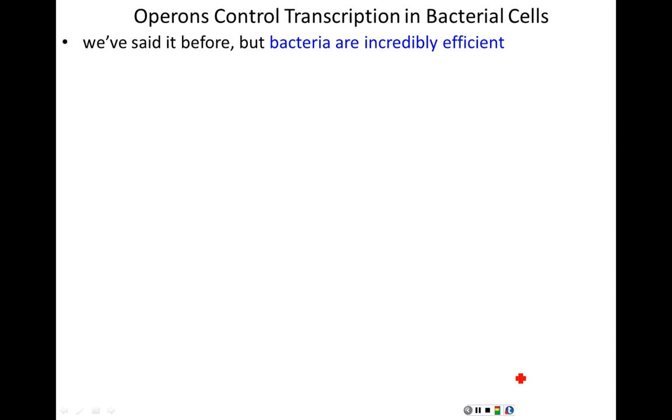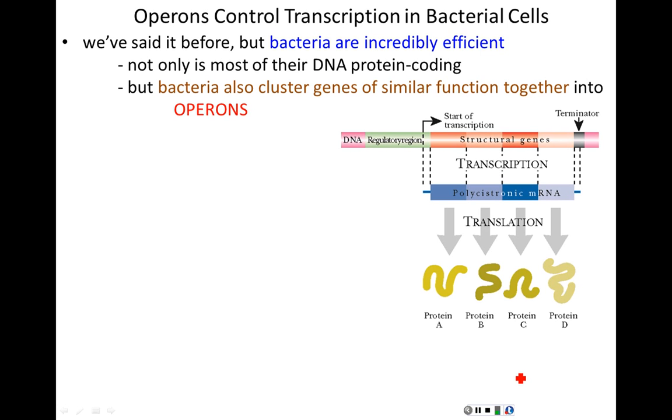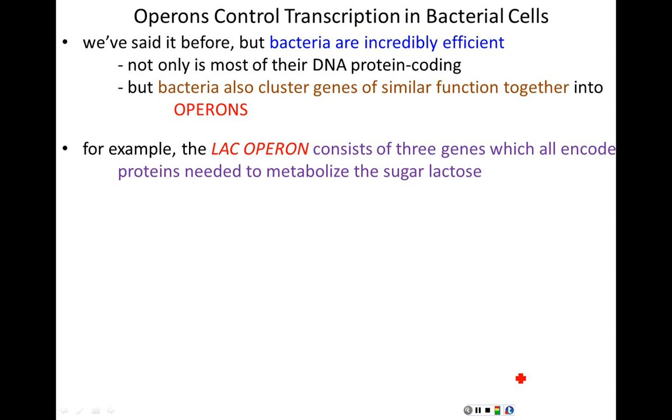We said it before in this course, but bacteria are really awesome little buggers. They're incredibly efficient life forms. Most of their DNA is protein coding. They have a very efficient, streamlined genome. But in addition to that, bacteria have also clustered or organized their genes, the genes of similar function, together into these functional units called operons. Now, operons are a collection of multiple genes that all have a similar function for a similar cellular need, but they're controlled by a single regulatory element.